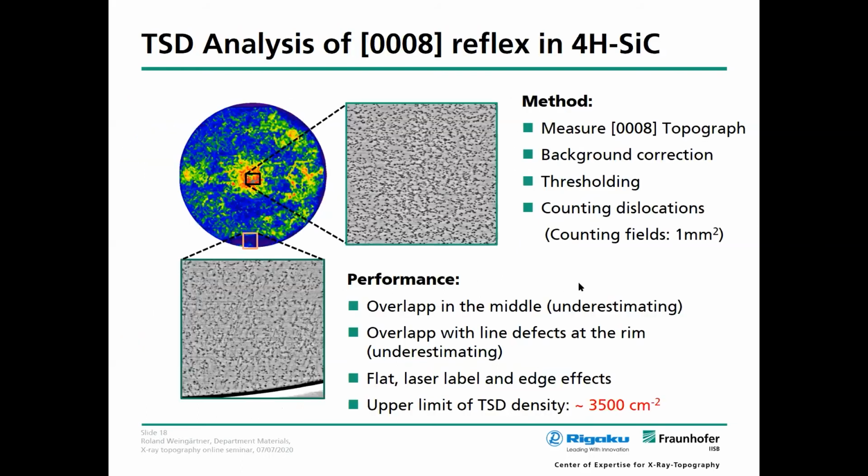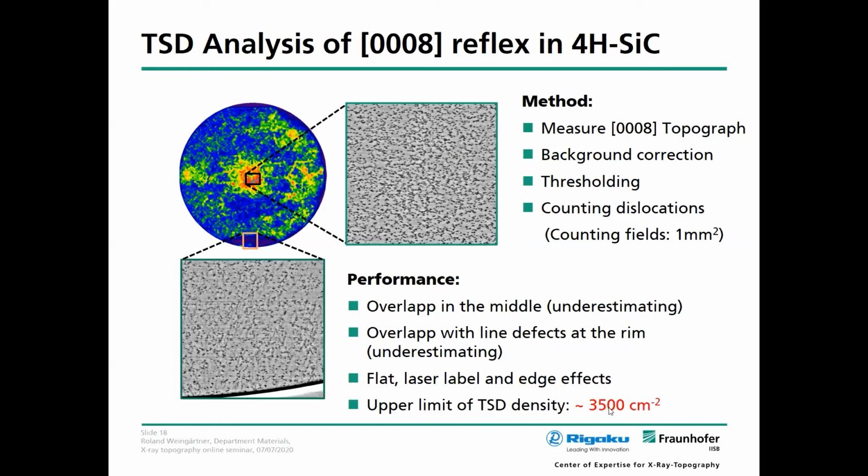And also, I would like to show you some limits. This is an example of a very high density in silicon carbide. Here you see in the middle that it's very crowded. The dislocations start to overlap. These are densities well above 3,500 per square centimeter. So this is a kind of upper limit of our method.